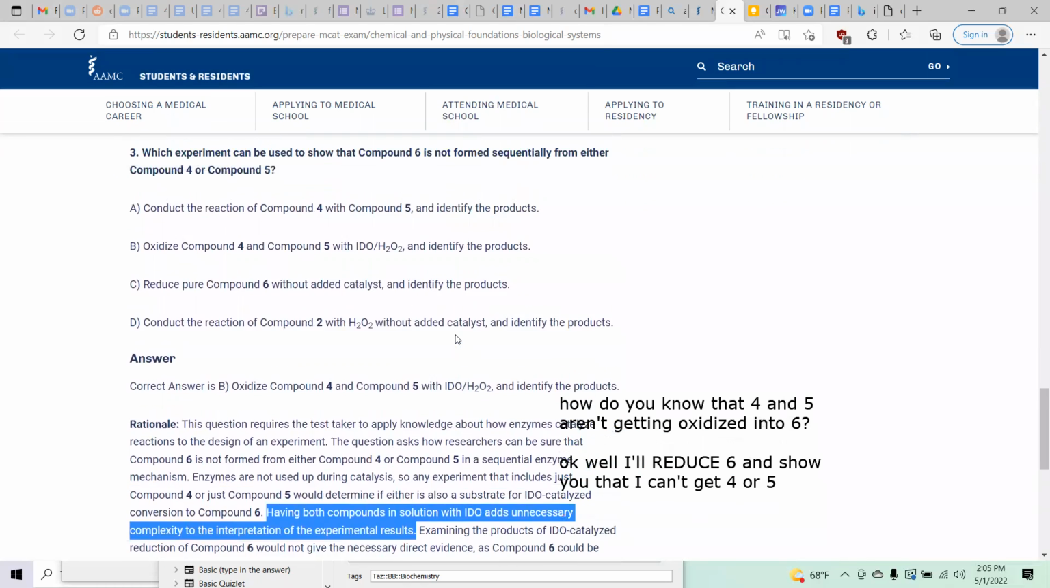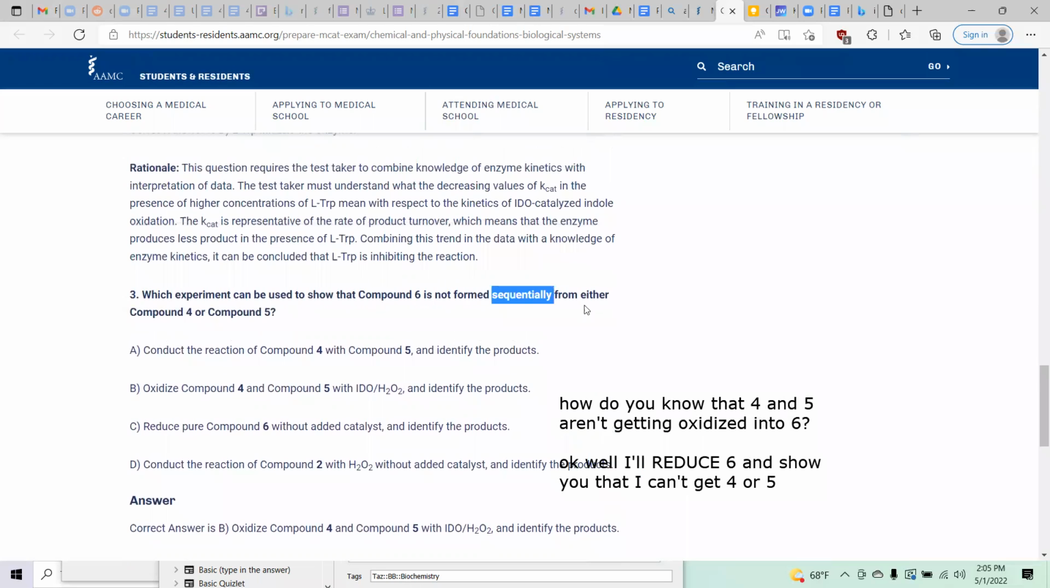You said something about how you wouldn't really look at the keywords in the questions. I really liked how you shortened the thinking process really efficiently. You were able to cut it down to B by just knowing that it's saying it's not formed sequentially from either compound 4 or compound 5. I understand the question asks that, but I wouldn't be able to think back to that part to arrive at a final answer. My brain would still be going through the content and jumping through.